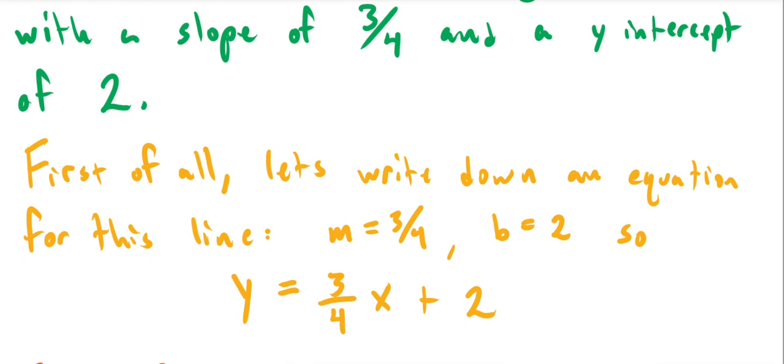This gives us an output y for any input x that we choose, and we're free to pick whatever x we like. x could be 0, and we'd get 2, the y-intercept. x could be 1, and we would get 3/4 plus 2, 2 3/4. But we're free to choose any x we like, and we only need to pick 2 of them in order to fully graph the line.